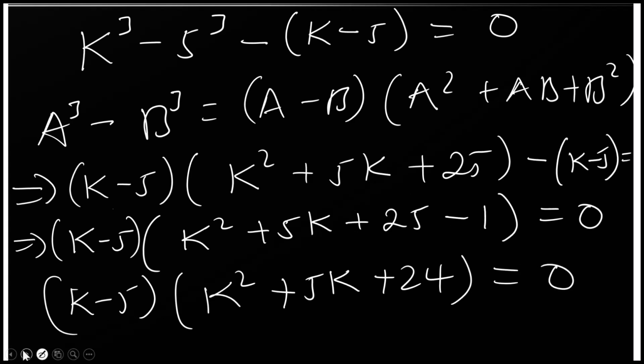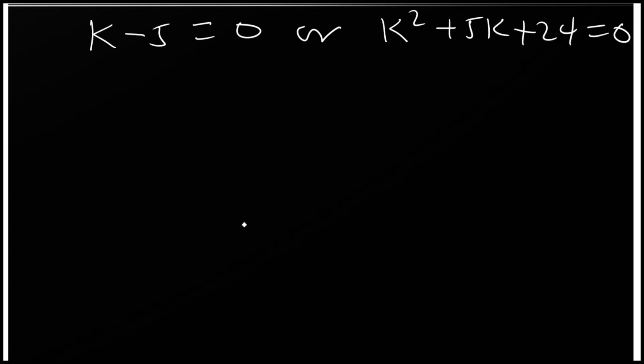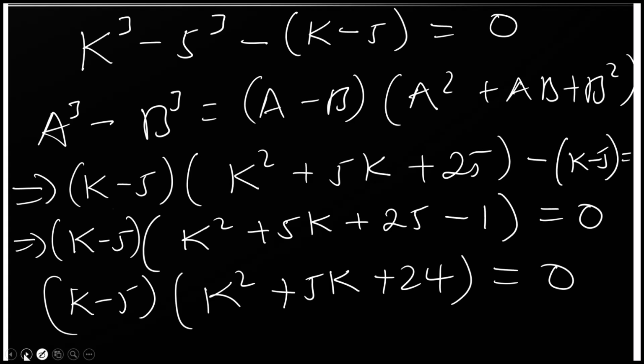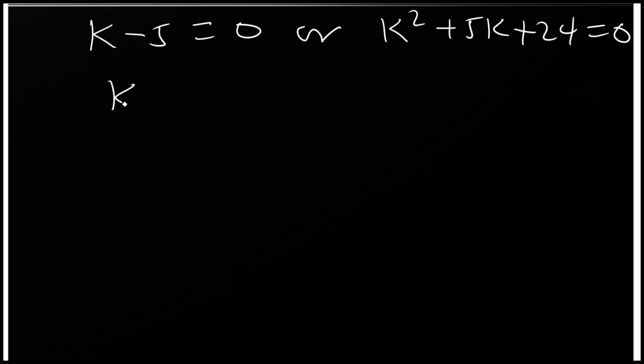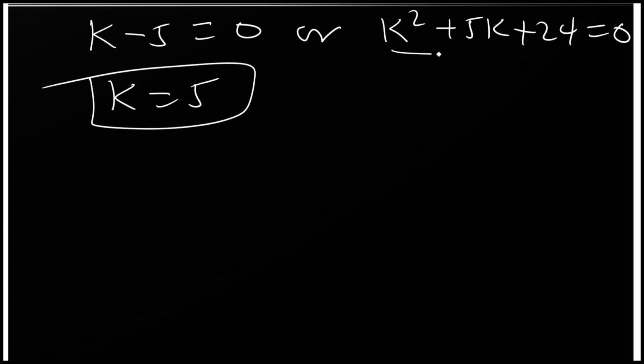So with the zero product, k minus 5 equals 0, or k squared plus 5k plus 24 equals 0. Okay, so the right answer is 5. Let's go with 5. Now let's check the next answers and see. So we have k squared plus 5k plus 24.